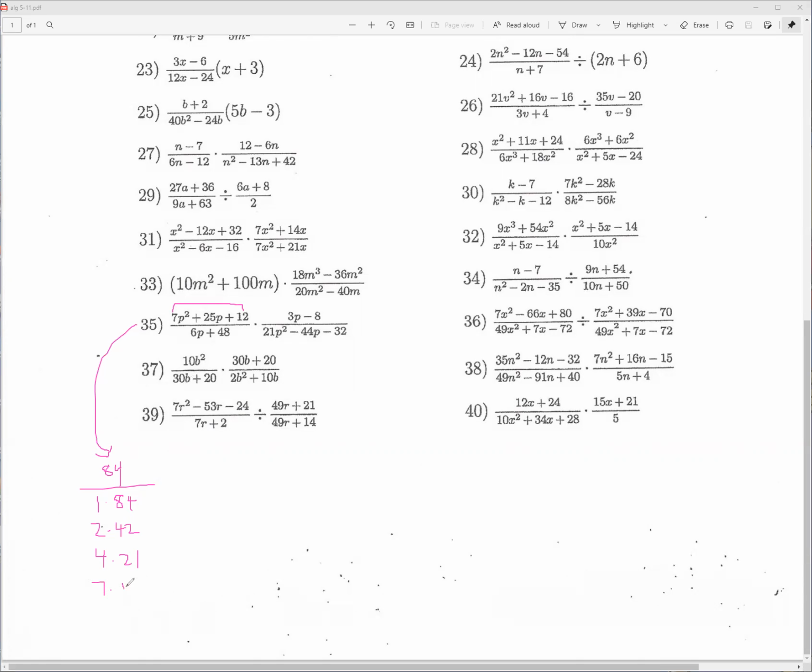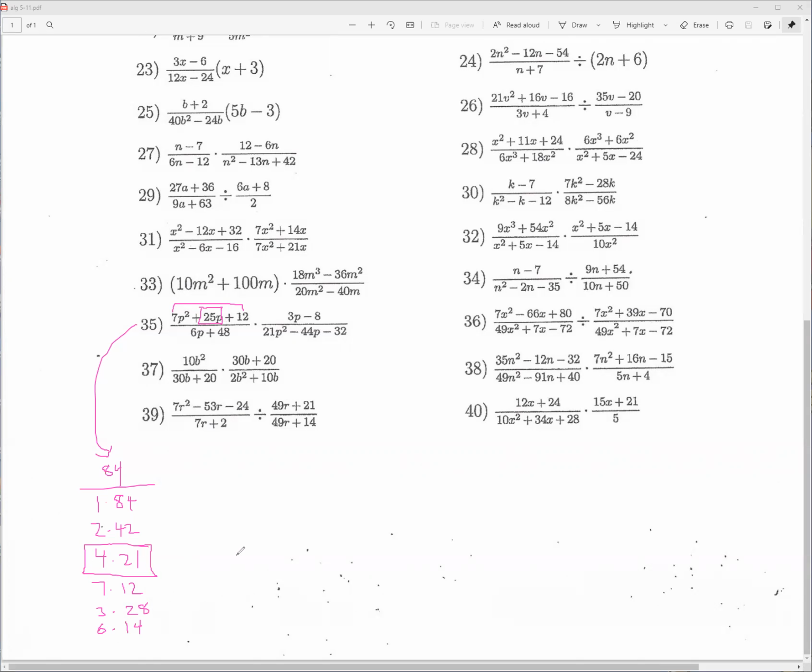Yes, 7 times 12. And is that it? Oh, I guess the 3's go in. So 3 times 28, and 6 times 14. Okay. And now what we need to do is look for a pair that adds up to our middle number of 25, which is going to be 4 and 21.